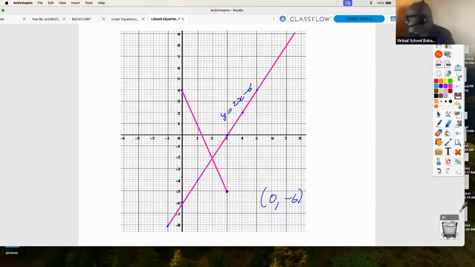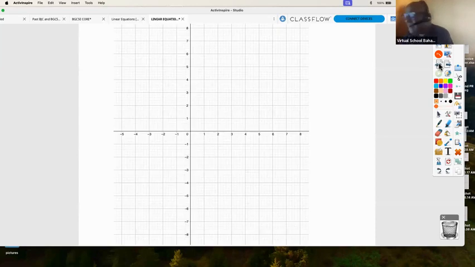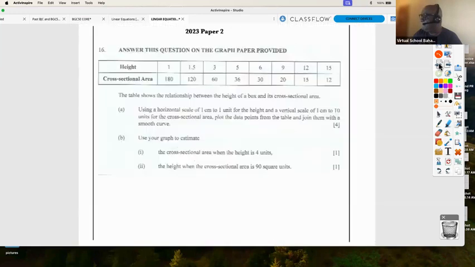Now I'm going to clear up this board. I'm now going to teach you any question on graphing those. Now this was a question that came from 2023 paper 2. And this type is not a straight line, it is a curve. Right? So they give us the points on the curve.